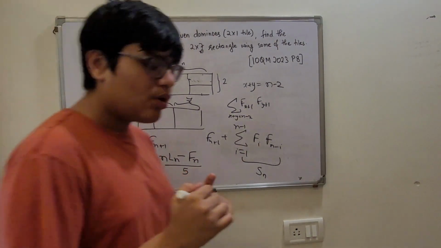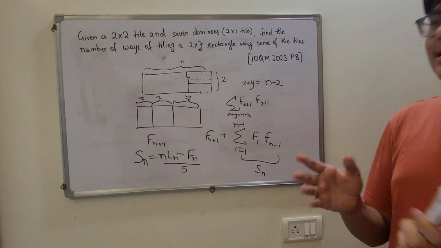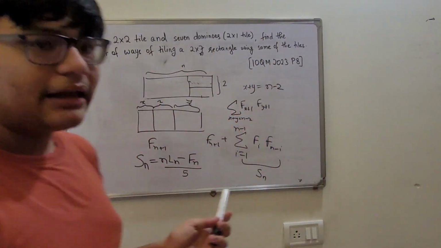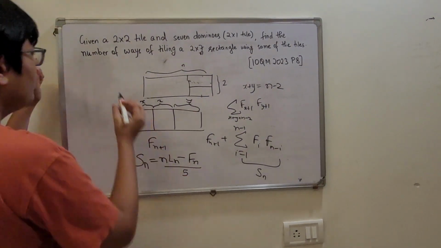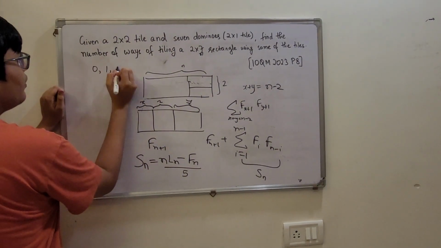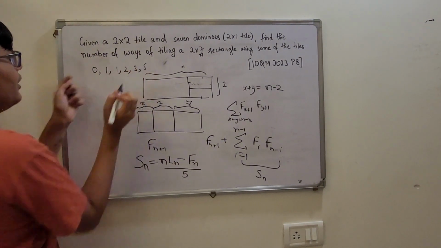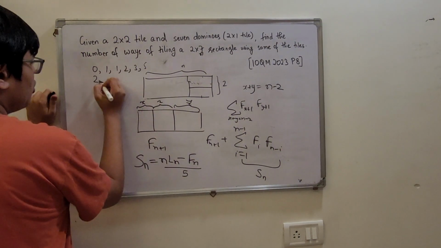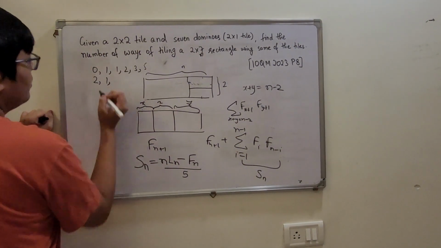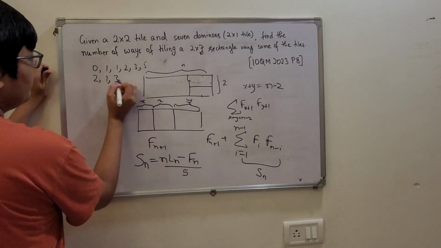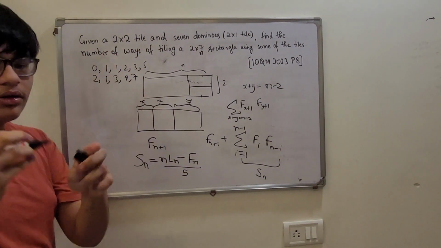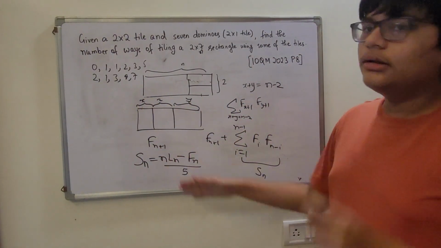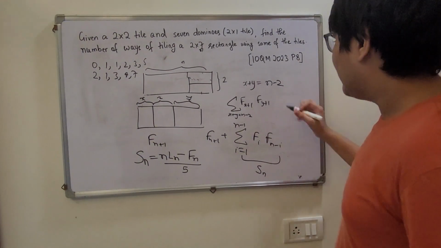Here Ln is the Lucas number. The Lucas number is defined very similarly to Fibonacci numbers, just that the first few seed numbers are different. So Fibonacci numbers are 0, 1, 1, 2, 3, 5, right? You keep adding and so on. For Lucas numbers, L0 is taken as 2, L1 is taken as 1, and similarly you get 3, 4, 7 and so on, right?